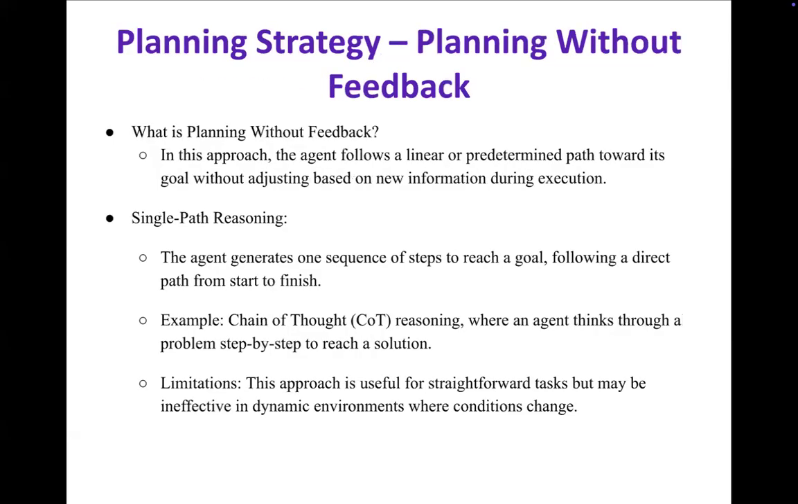So planning without feedback is essentially single path reasoning. The agent basically generates one sequence of steps to reach a goal. An example would be chain of thought reasoning, where an agent thinks through a problem step by step to reach a solution. Some limitations of this are that it's useful for straightforward tasks, but it will be ineffective in dynamic environments where the environment or the conditions change.